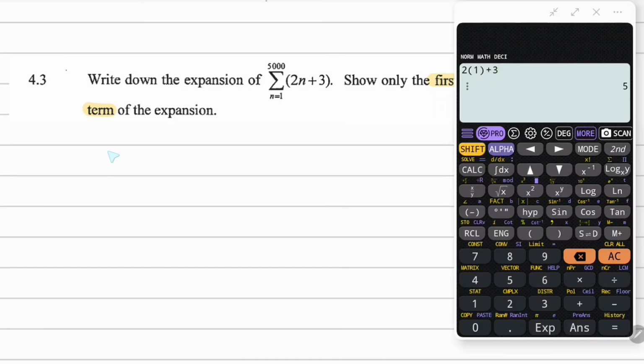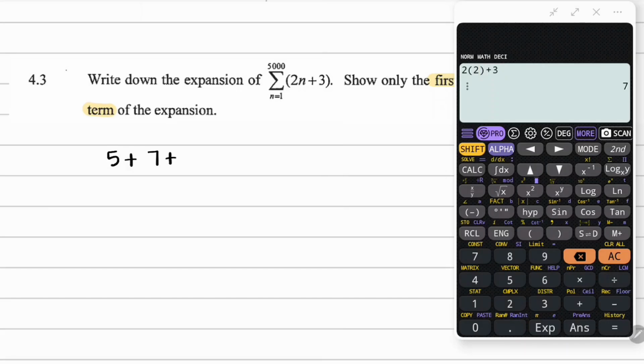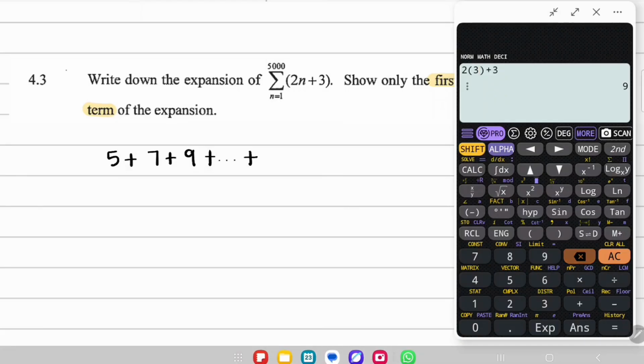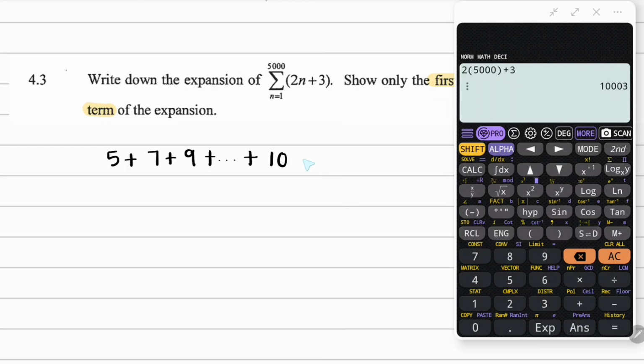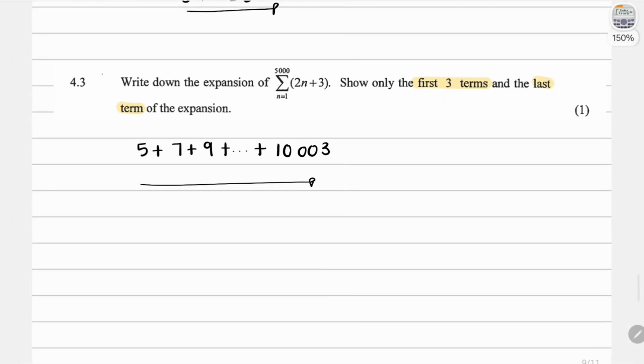Okay, so the first term is simply just 5. And this is the series, so we're adding, okay, plus the second term, in place of n we substitute 2, and that's just 7, plus the third term, we substitute 3, and that is 9, and this keeps going, and then they want us to give them the last term. The last term ends where n is equal to 5,000, so in place of n, now we substitute 5,000, which is 10,003. And this is our answer. That is what they're asking for. Okay, moving on to the next question.